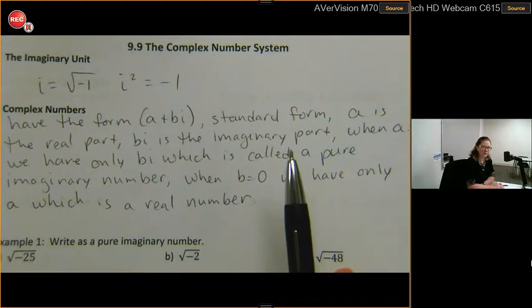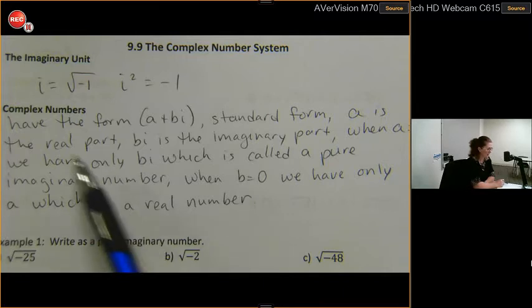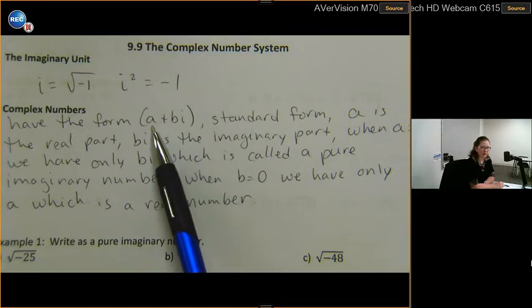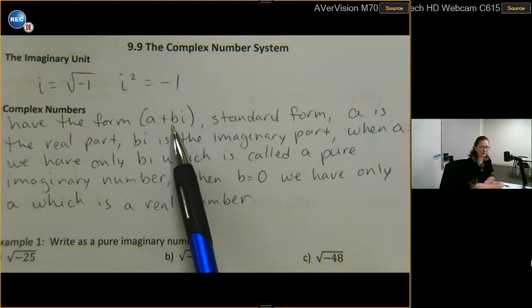And this is what is used in what's called the complex number system. Complex numbers have the form a plus bi. This is its standard form. The a is what's called the real part, and the bi is the imaginary part.